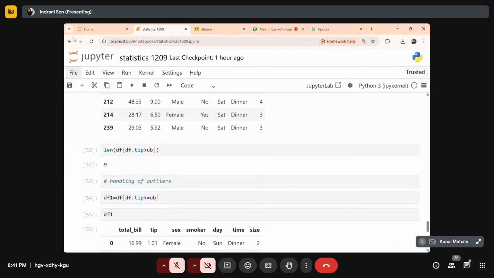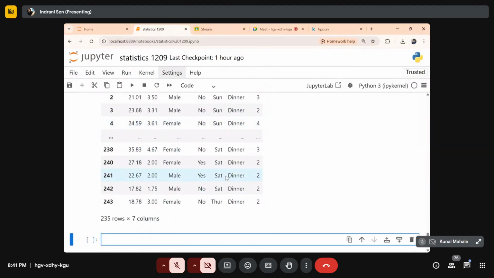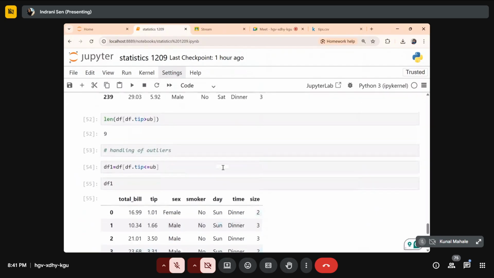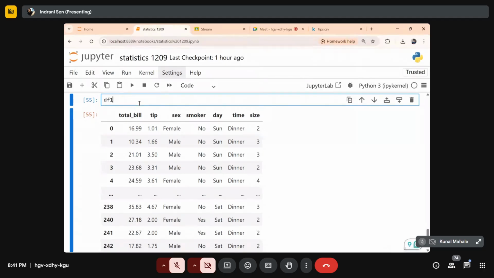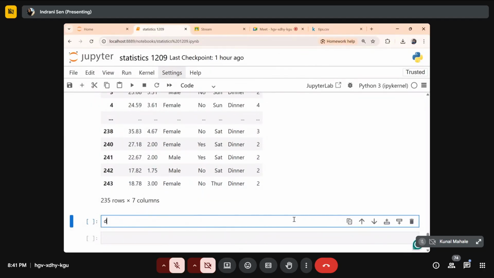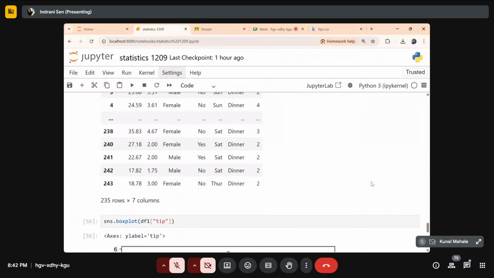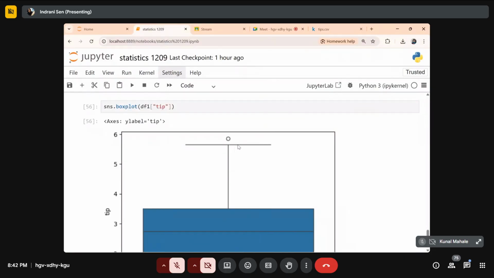Another thing is that when you remove the outliers, it may be possible that you get new outliers, because you are actually changing the mean. Let's see if I have actually removed the outliers or not. So I'm doing a box plot of this df1, sns.boxplot. And yes, the outliers are almost removed.